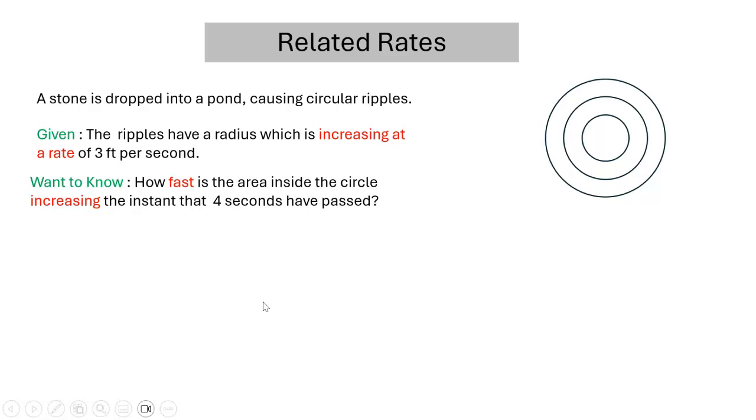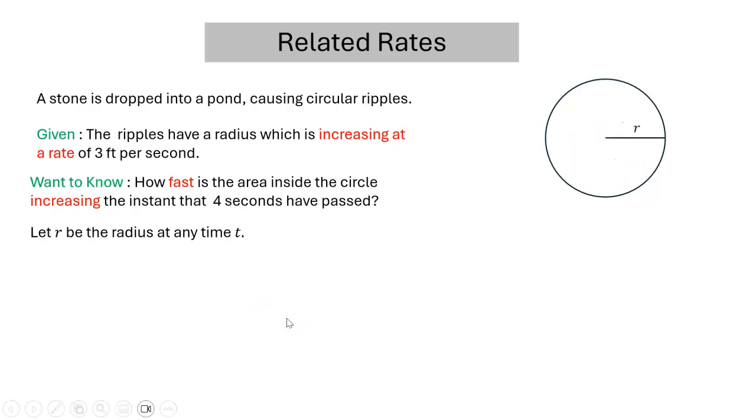How will we address this? How can we even begin? Well, let's start by labeling r as the radius at any given time t. So of course r changes with time, right? And so we really can note here that r is a function of time.